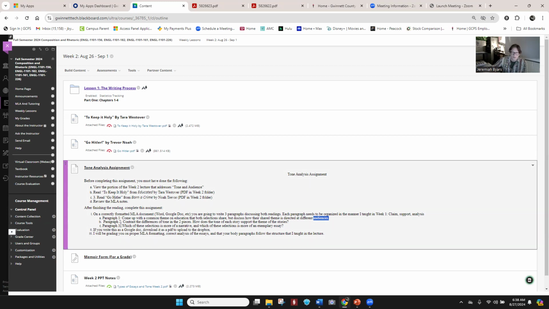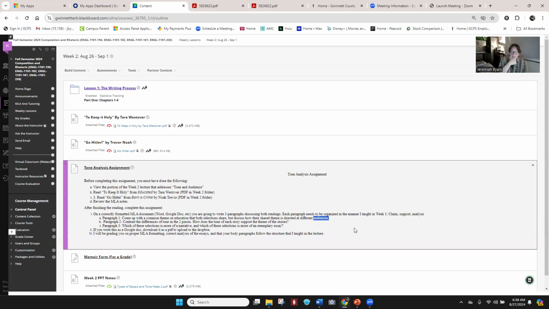Paragraph two, contrast the differences of tone in the two pieces. How does the tone of each story support the theme of the stories? Now, they do have a common theme, but Terah's tone is very different than Trevor Noah's tone. And then talk about how those relate to the theme. The tone: Terah's is more serious. Noah is more silly.